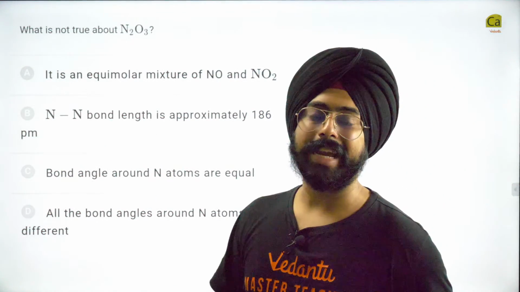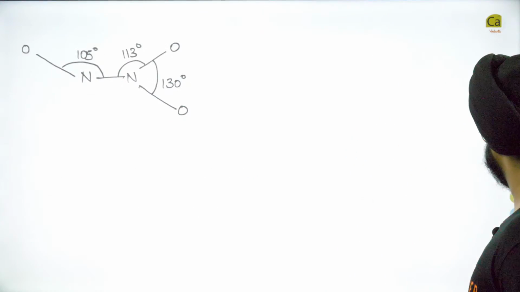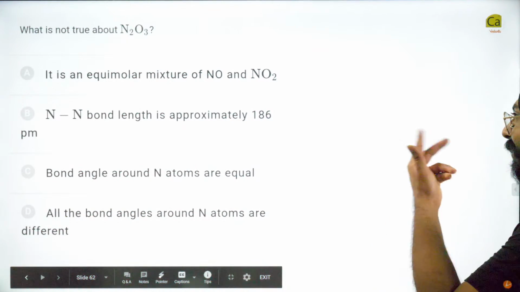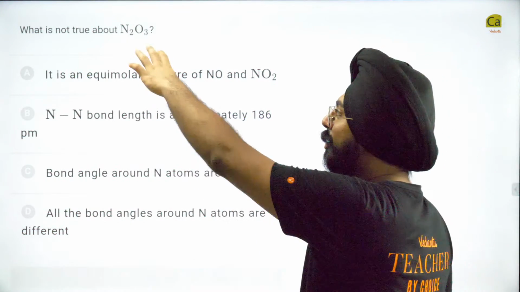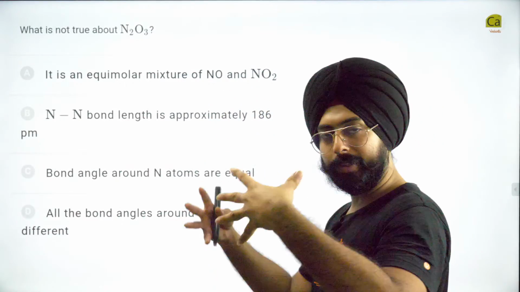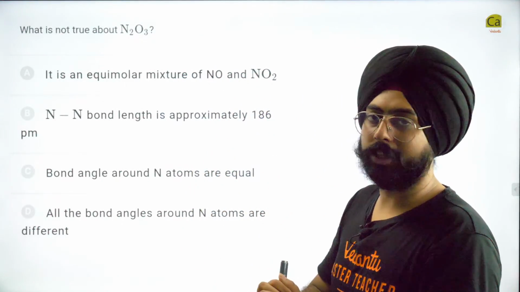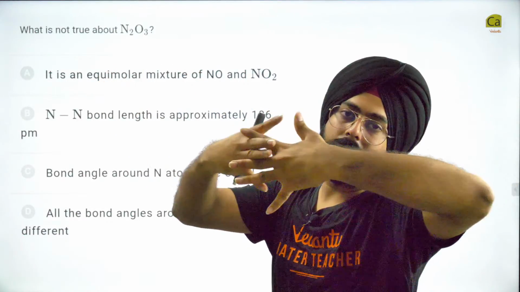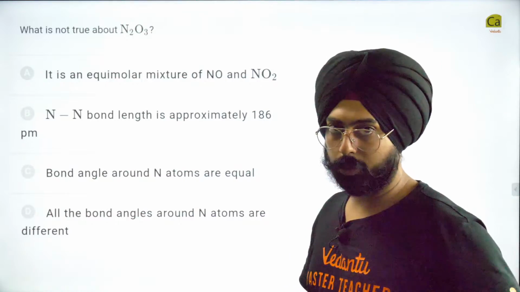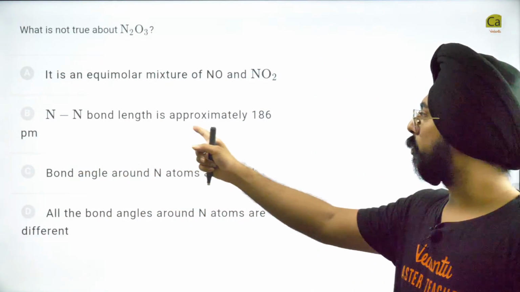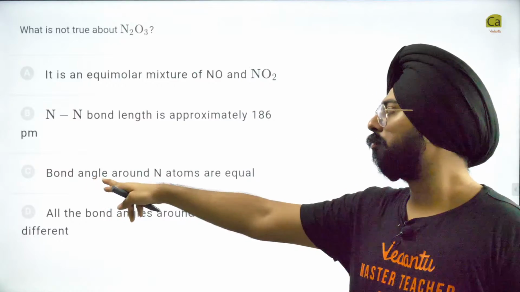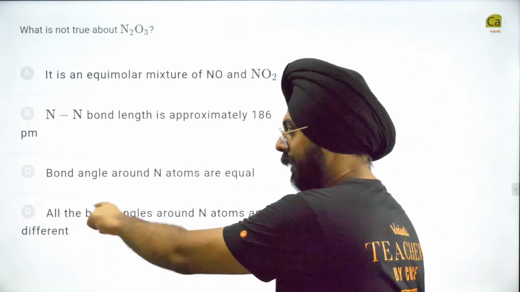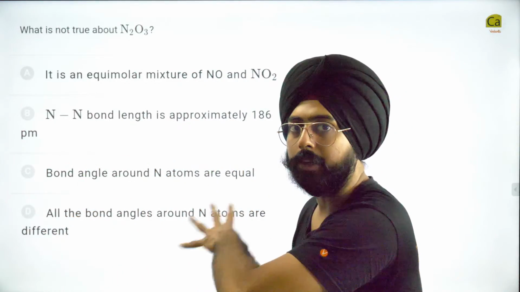What is not true about N2O3? It is an equimolar mixture of, अरे भैया सब कुछ तो दिख गया. So I'll show you that structure once again. So N2O3 is formed when you add NO and NO2. They react with each other. ठीक है. Nitrogen in both cases has one unpaired electron. So those unpaired electrons can form a single bond between these two nitrogens. ठीक है. So N–N bond length is approximately 186 picometers. This is a fact. Bond angles around N atoms are equal. Bond angles around N are different. This is correct, this is wrong. Option number C is the answer to this question.